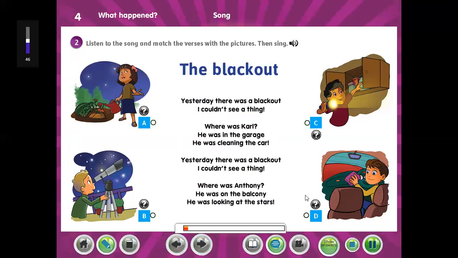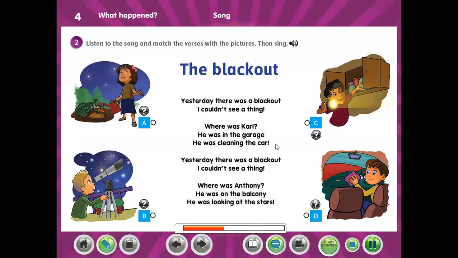Two, listen to the song and match the verses with the pictures. Then sing. The Blackout. Open your microphones. Yesterday, okay? We stop in this part, stop. Very good. One more time, please, with no music. One, two, three. Yesterday there was a... I couldn't see anything. It was clean. Very good. Very good. Let's continue to the next part, okay?